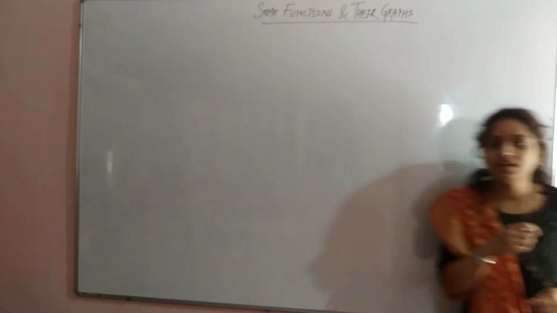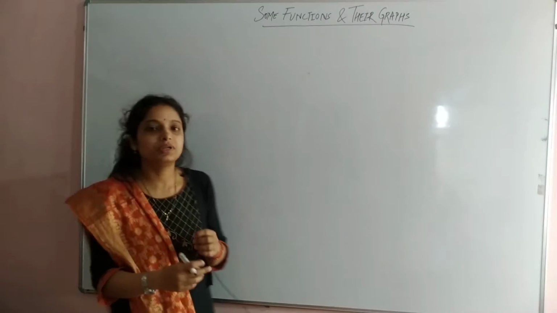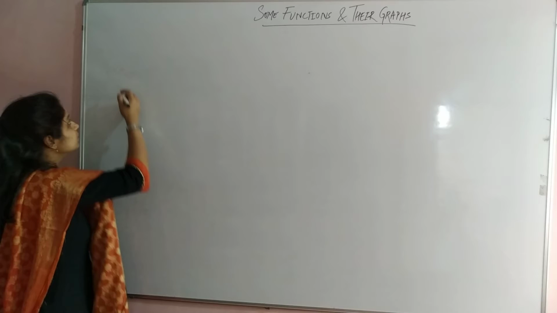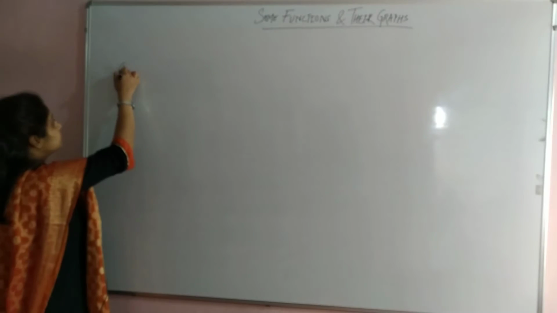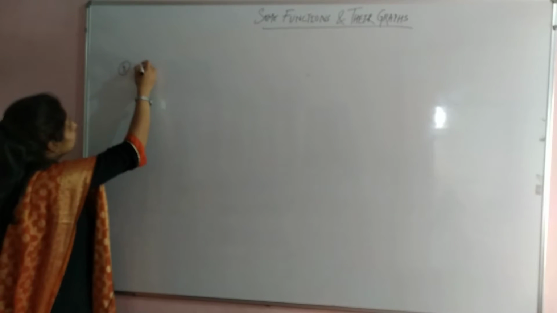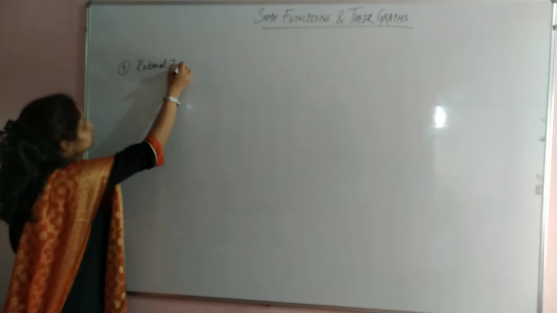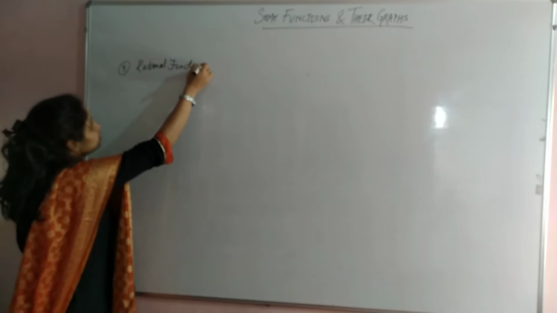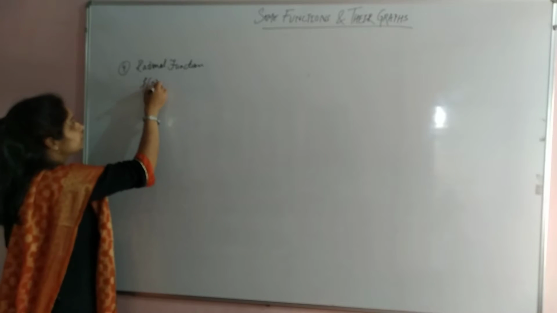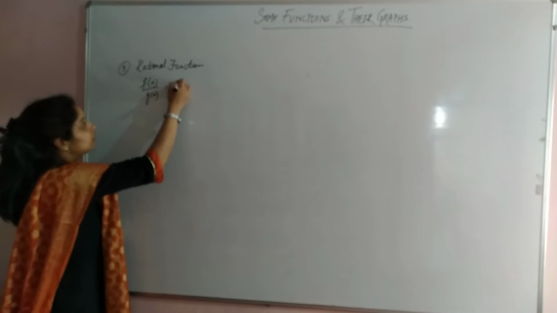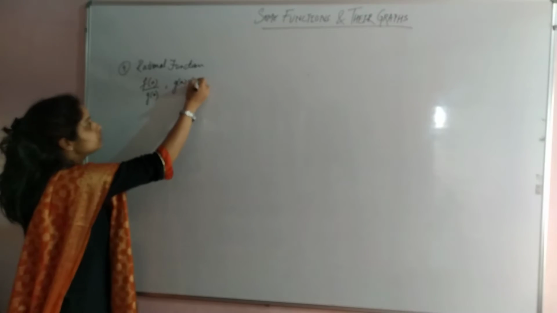Hello everyone. Today I am going to explain the previous topic, that is some functions and their graphs. The fourth type of graph we are going to study is the rational function. A rational function is in the form of f(x) upon g(x), where the condition is g(x) is not equal to 0.